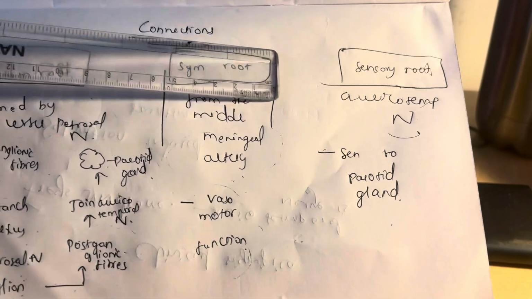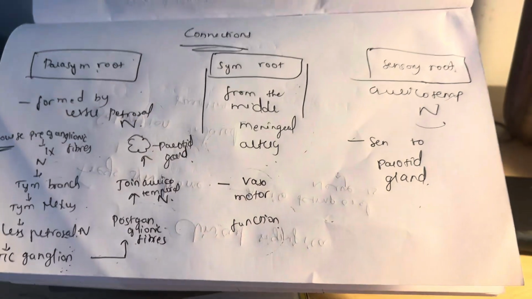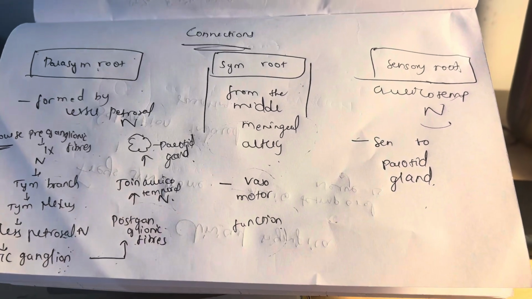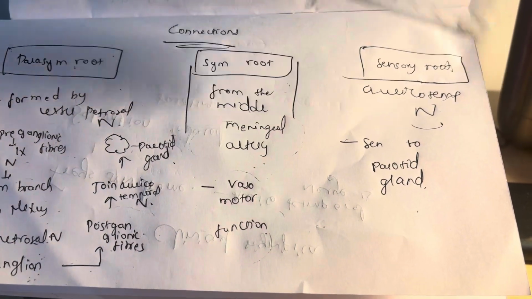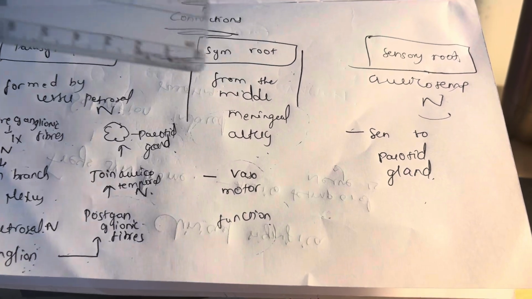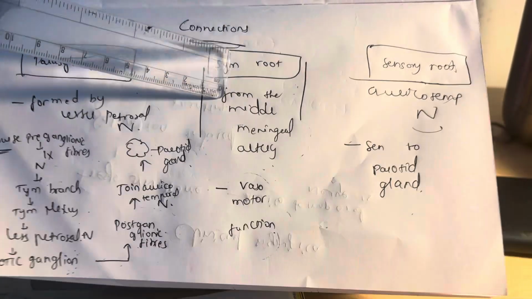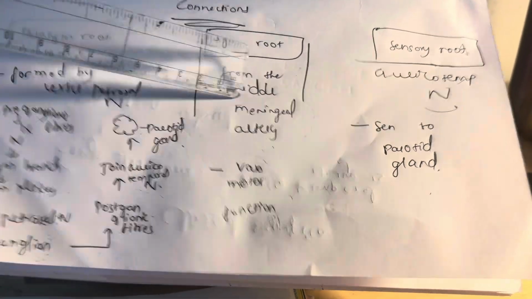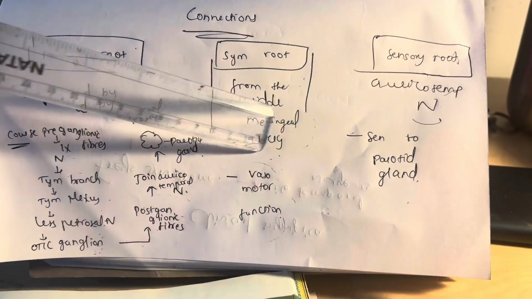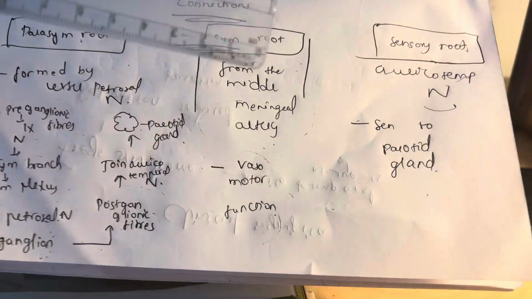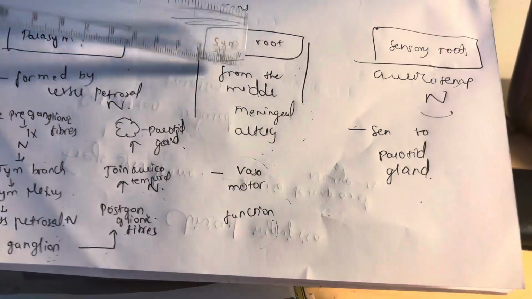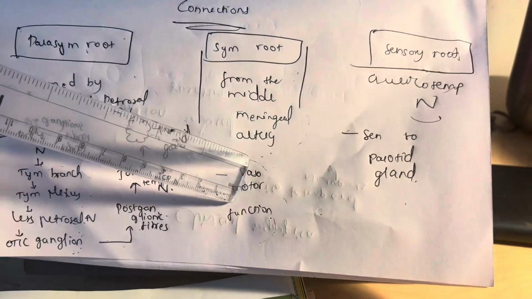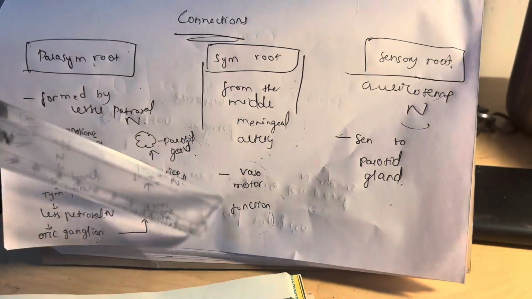Now coming to the sympathetic root, we already discussed it is different from the parasympathetic root and sensory root. Why? Because these two roots are arising from nerves, but the sympathetic root is arising from an artery. So the artery is the middle meningeal artery. And what is the function? So it has vasomotor function. The sympathetic root of the otic ganglion has vasomotor function.